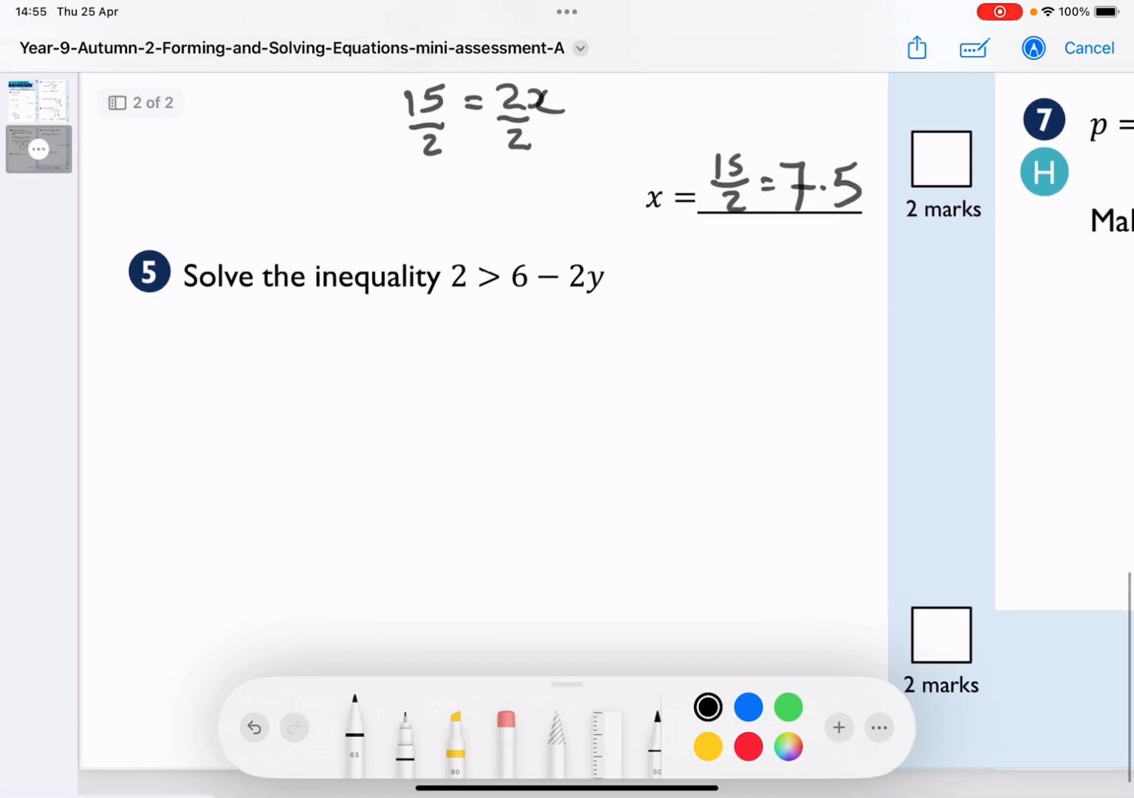Okay, so solve the inequality 2 is greater than 6 minus 2y. We have to be careful with this because of that negative 2y, and always when we get these questions, always check this. So first of all, I've got a two-step equation. The first thing is I'm going to get rid of the 6 because I want the y on its own. So what I end up with, 2 take 6 is negative 4 is greater than minus 2y.